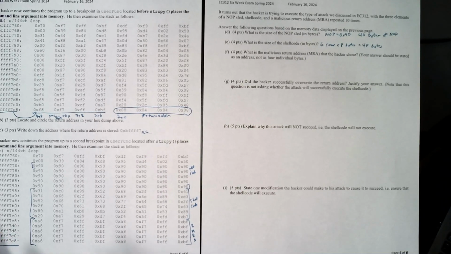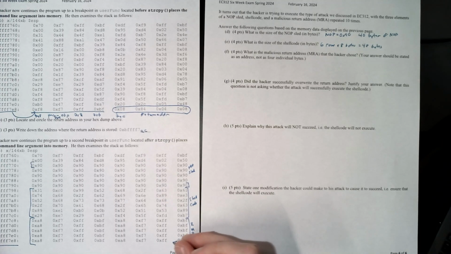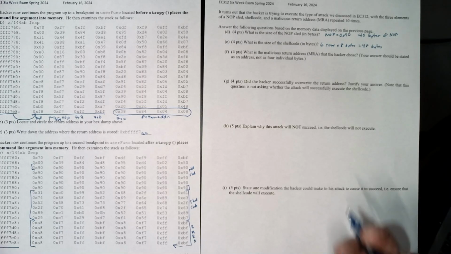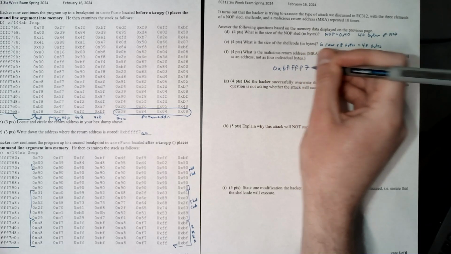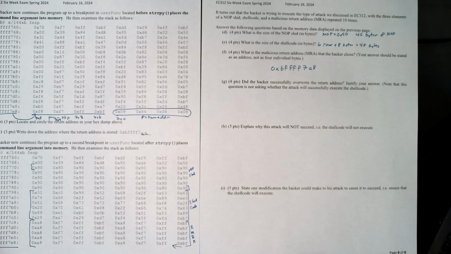We know that these are all repeated malicious return addresses from understanding what the format of this is. And so we have to read this right to left, and write it left to right. So we should have 0x BF, FF, F7, A8 as our malicious return address. Again, this is in little endian order. So we just read it across from right to left and then write it left to right.